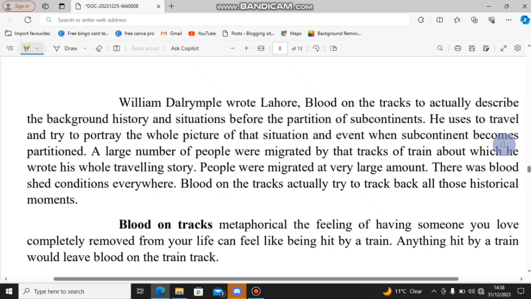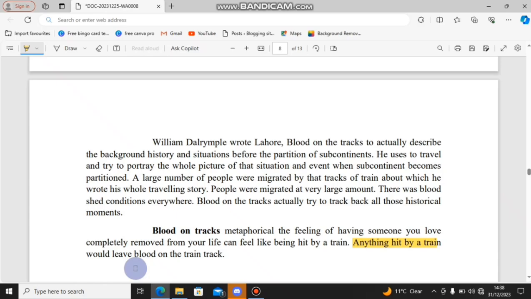So, this is most important here. Blood on the Tracks is a metaphor for the feeling of having someone you love completely removed from your life. You can feel like being hit by a train. Anything hit by a train would leave blood on the track. So that is why the article's title is Blood on the Tracks.